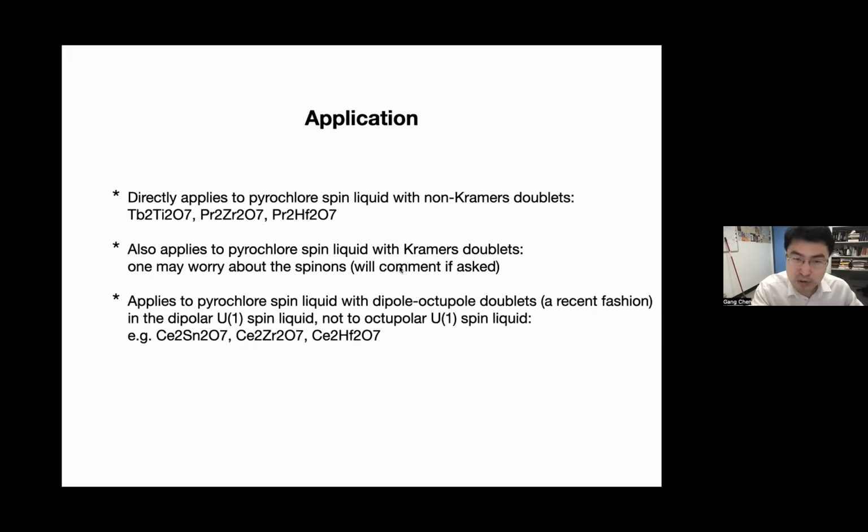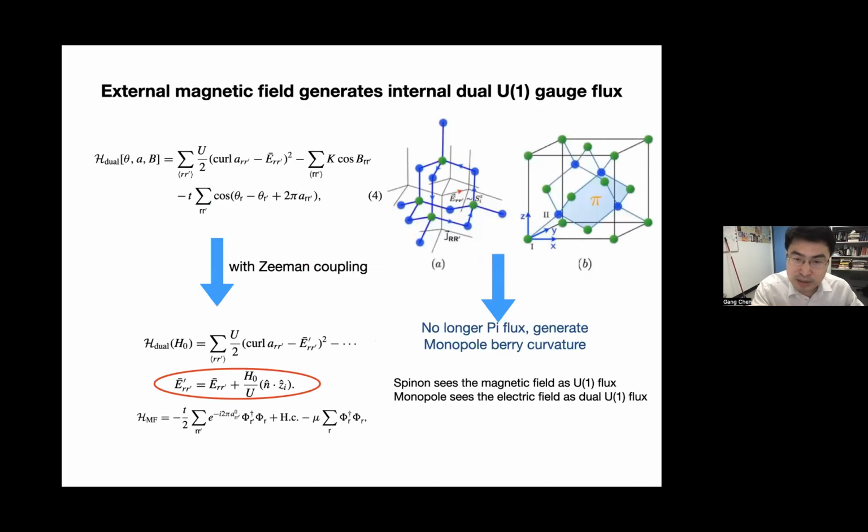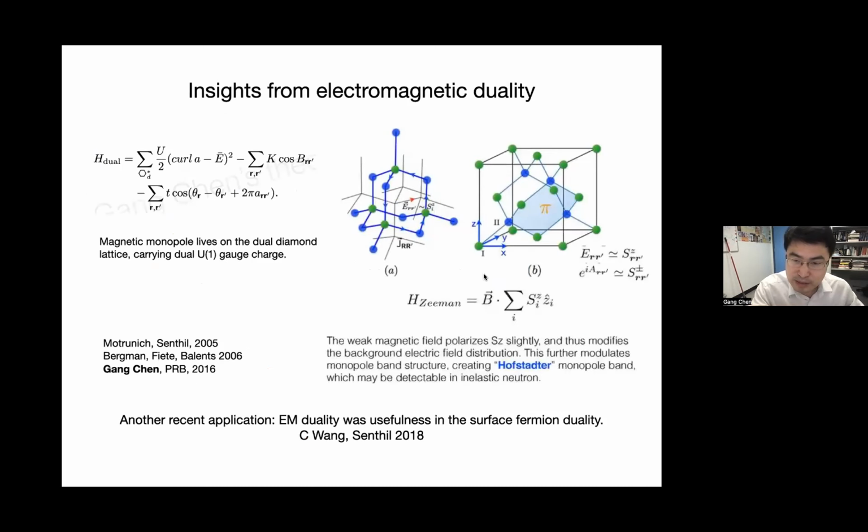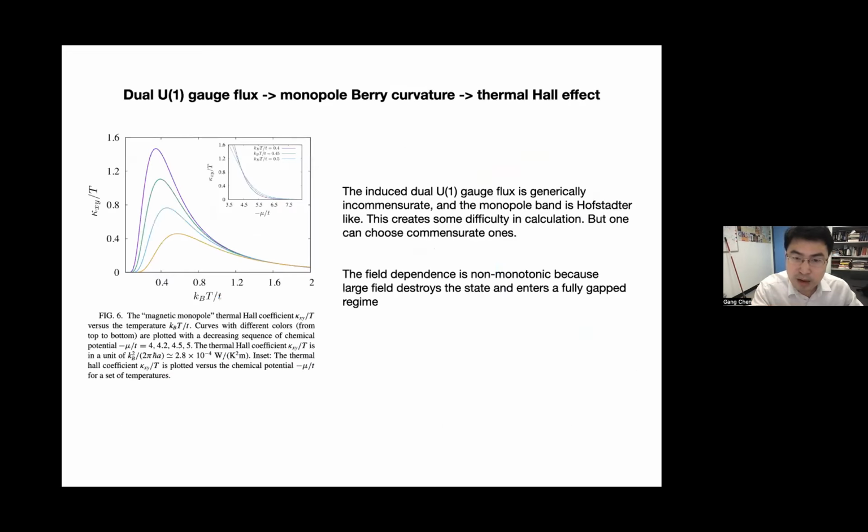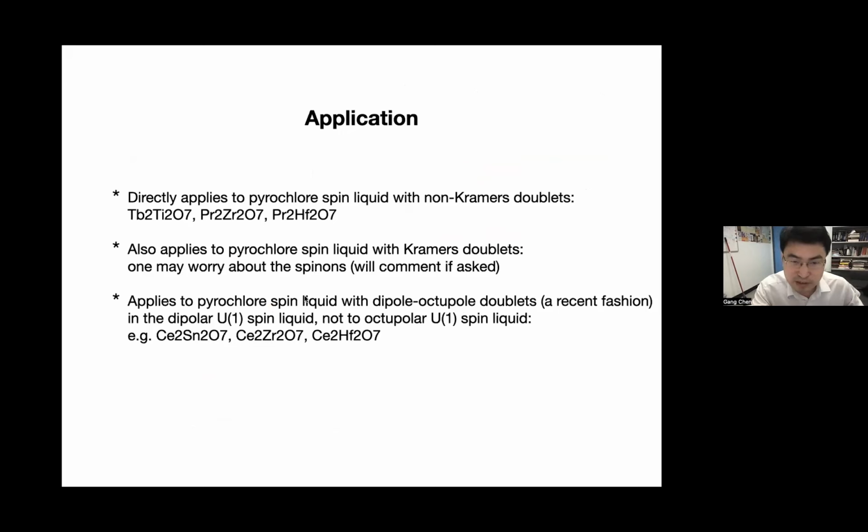For Kramers ions, the magnetic field will couple to both the Ising Z component of the spin and also the transverse component of spin. So that creates some difference, right? For the new doublet called the octupolar doublet, which is a recent fashion, in dipolar U(1) spin liquids this theory was also applied, but for octupolar ones the theory is different.